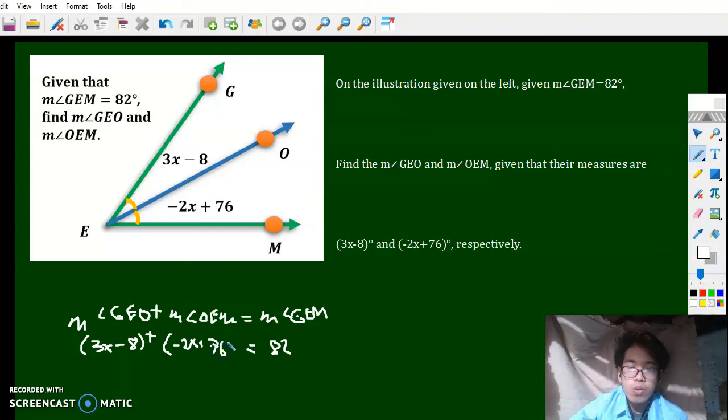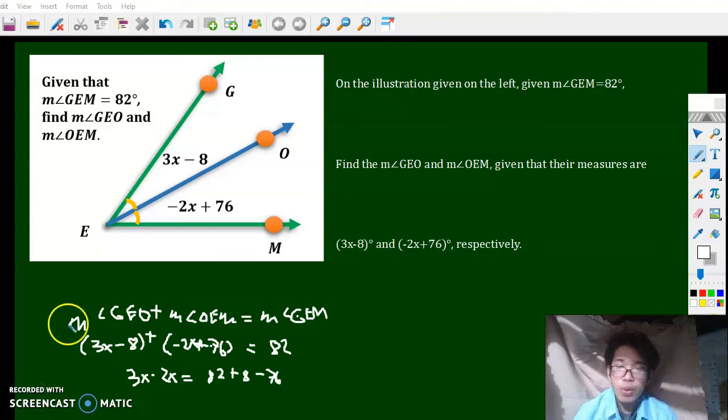We have to put our constants on the right side and our variables here on the left side. So 3x minus 2x is equal to 82. Then the negative 8, when you transfer that, becomes positive 8, so 82 plus 8. And then plus 76, when we transfer that to the other side, it's going to be minus 76.